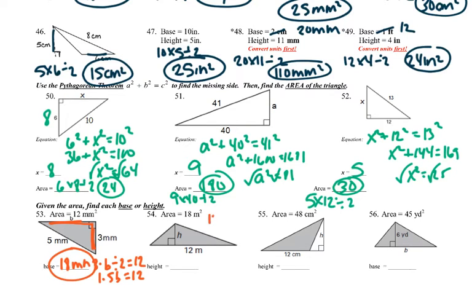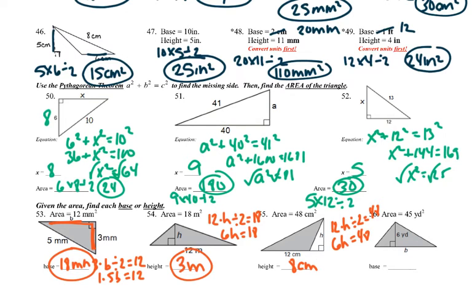So here again, 12 times h divided by 2 is 18, or 6h is 18. The height is 3 meters, plain units. 12 times h divided by 2 is 48. So 6h is 48, that's 8 centimeters. And then 6 times b divided by 2 is equal to 45, or 3b is 45, or 15 yards.